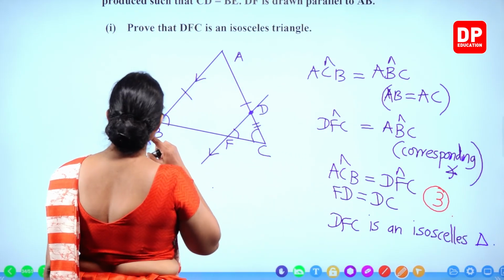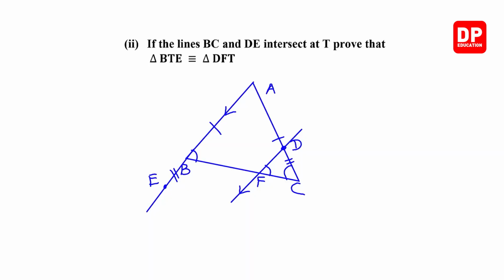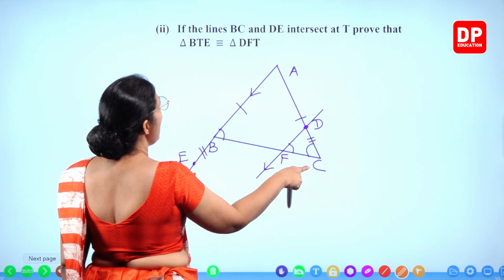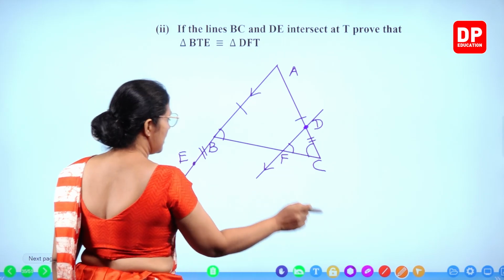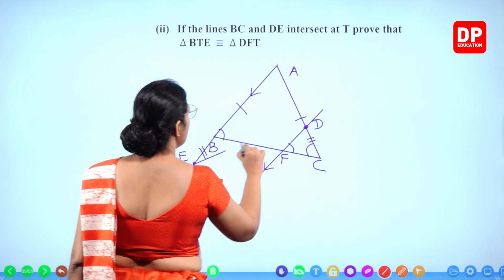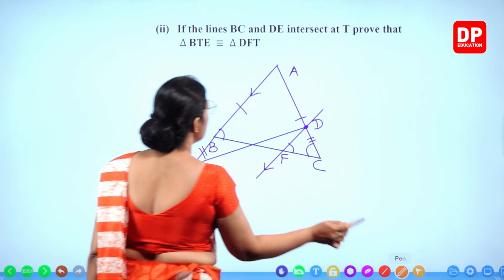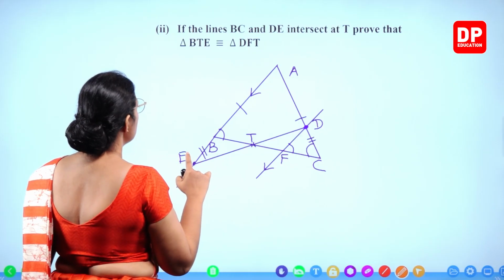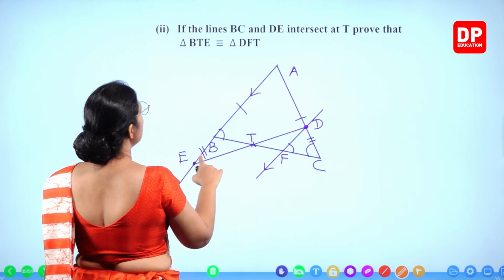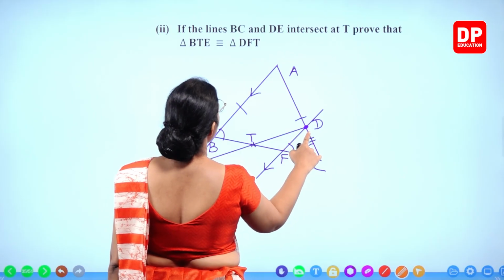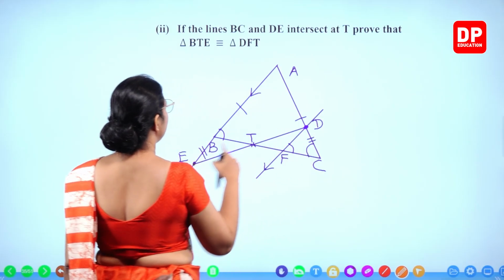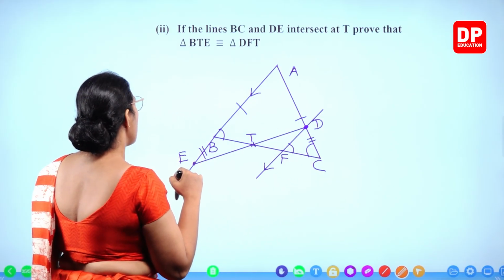Now let's do the next part. Here you have to extend the line BC and DE. You have to draw the line DE. It intersects at T. So this point is T. Show that triangle BTE is congruent to triangle DFT. How do you show that these two triangles are congruent?